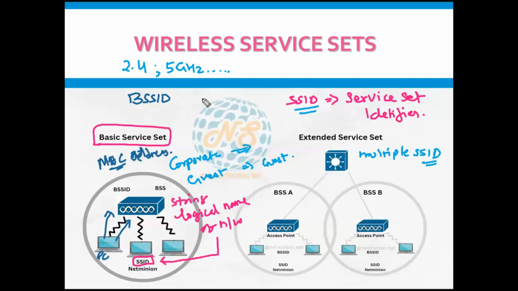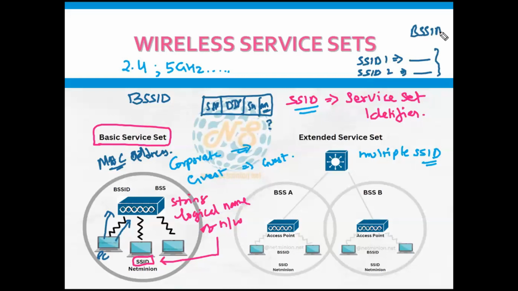See, when your frame gets created, you will have source IP, destination IP, source MAC, and destination MAC. Which MAC should it use? So different SSIDs, let us say SSID 1 has a different MAC, SSID 2 has a different MAC. These are BSSIDs.